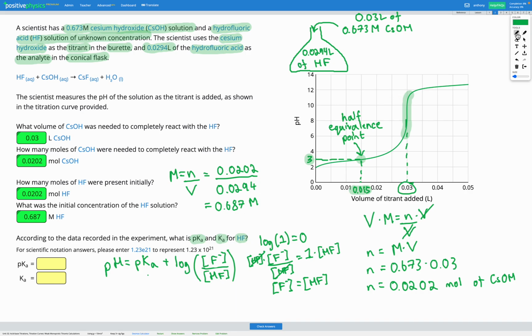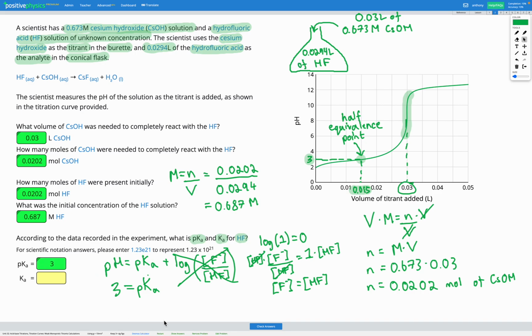And we substitute that all into this equation, we have at that point F minus equal to HF. So this just cancels out because log of 1 is equal to 0. And we're left with our pH is equal to our pKa, where we know our pH is 3. So what that tells us is our pKa for HF is going to be 3. So let's go ahead and fill that in here.